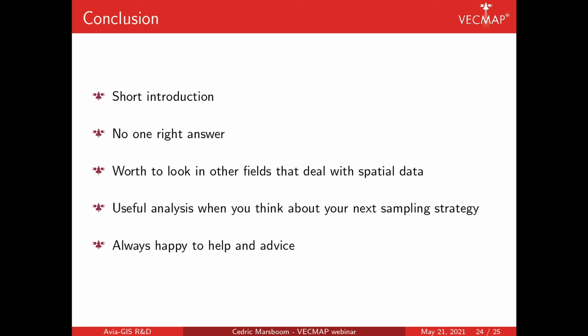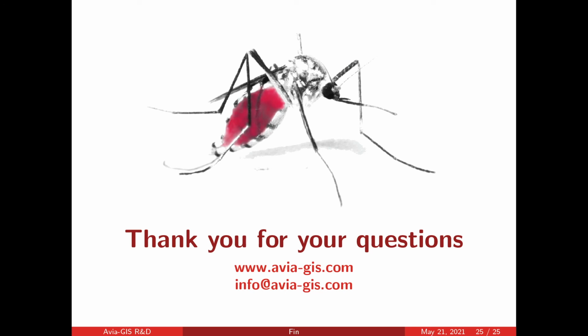Also, something I usually advise is to look into other fields that deal with spatial data. For example, geology deals with a lot of declustering techniques. So if you're looking for a bit of inspiration, it's always worthwhile to check a couple of other fields. It's also worth thinking about when you do your next sampling strategy: if you already have an idea of the bias in your current data set and you want to sample additional points, it helps to keep that in mind. And of course, I'm always happy to help, advise or collaborate on problems like this. So with that, I'll finish here, and if somebody has questions, I'm happy to answer them.